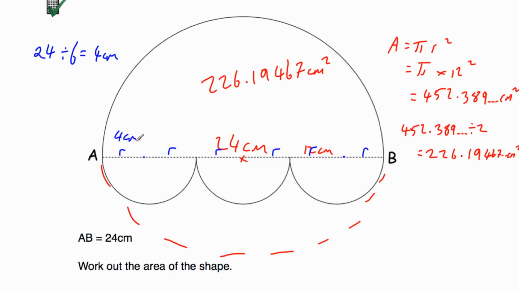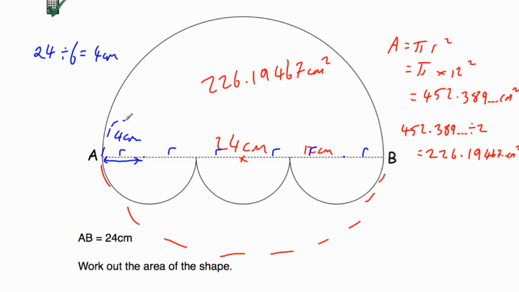And let's just check it. 4 centimeters, 4 centimeters, 4 plus 4 is 8, plus 4 is 12, halfway across, plus 4 is 16, plus 4 is 20, and plus 4 is 24. So that means that the distance from here to here is equal to 4 centimeters. So we now need to find the area of this smaller semicircle.